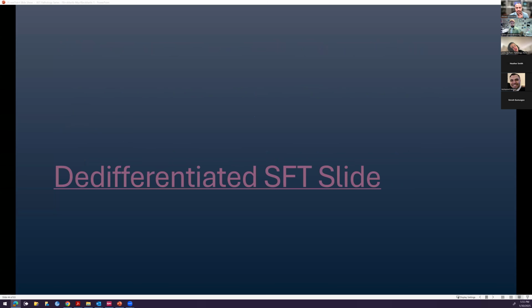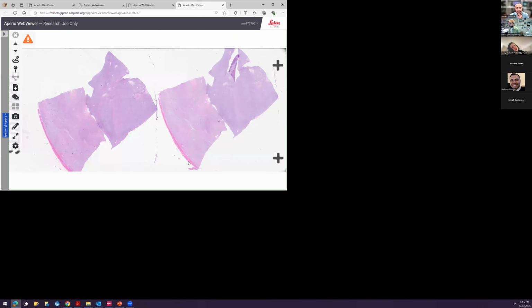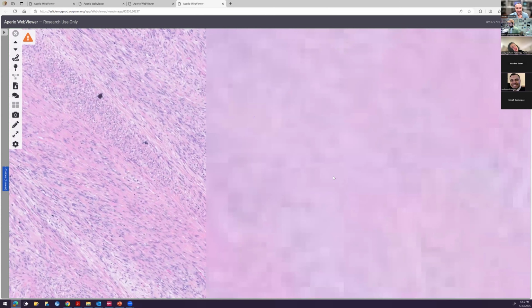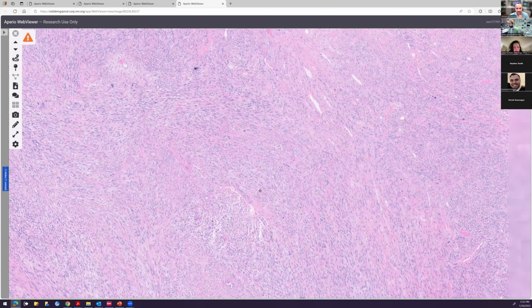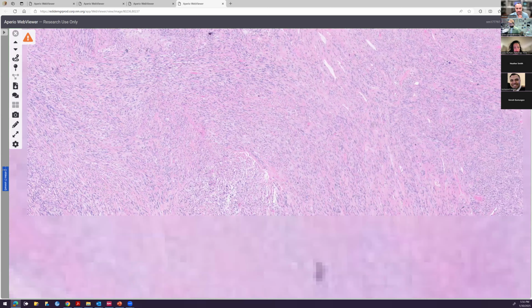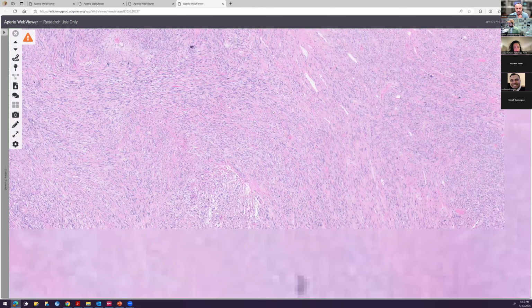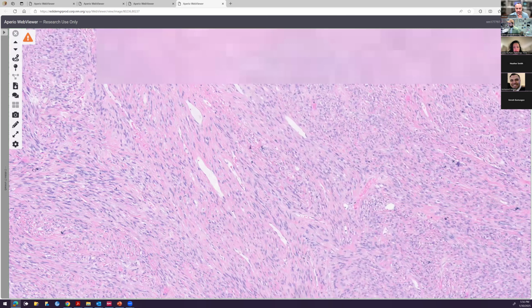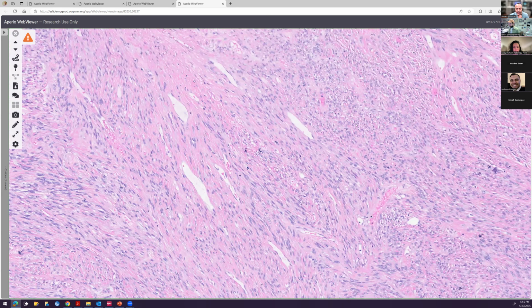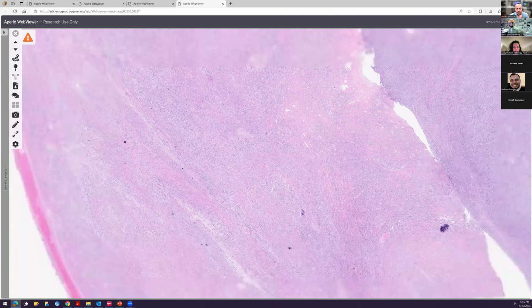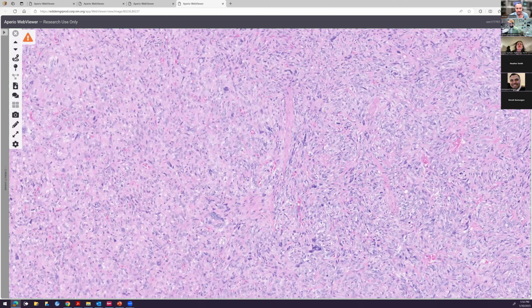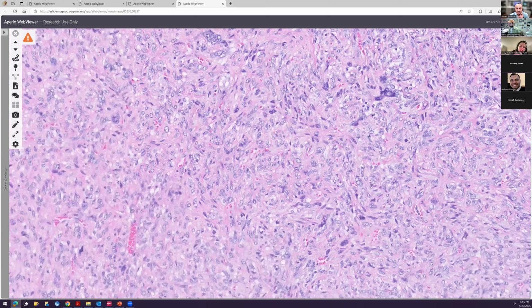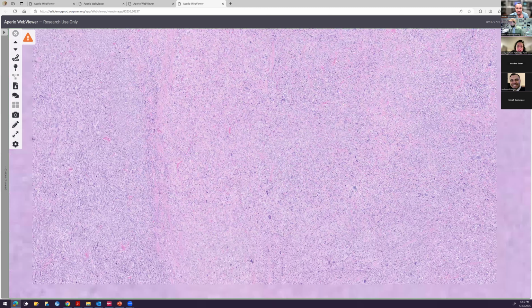Here we go. Here's my example of DDIF SFT. You can see the background here is already starting to get quite cellular. Sorry, there we go. The background has this staghorn collagenous appearance, and then this other piece has a transition to a high-grade pleomorphic sarcoma. So lots of pleomorphism, lots of mitotic activity, and there was a lot of necrosis in this too. So there you go. That's DDIF.